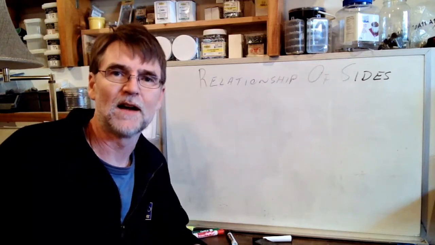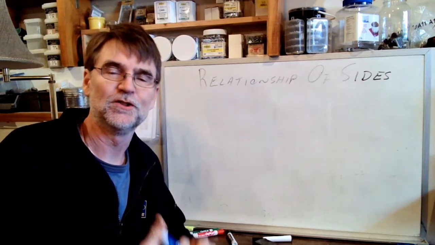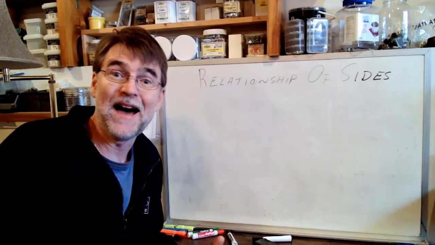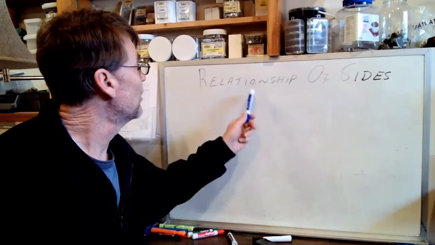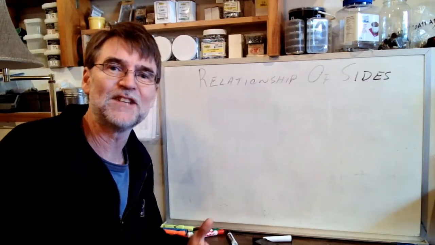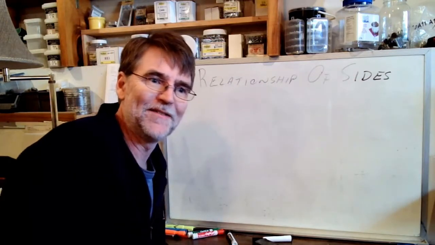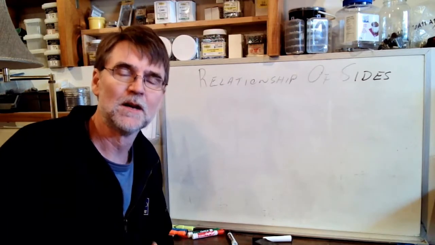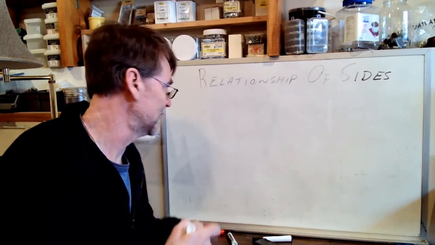So now that we've assigned labels to our angles and to the sides of our triangle, let's move towards the math part of it, okay? So the next conversation is about the relationship of sides, okay? And there's a very specific, a very well-defined relationship between the sides of a right angle triangle.